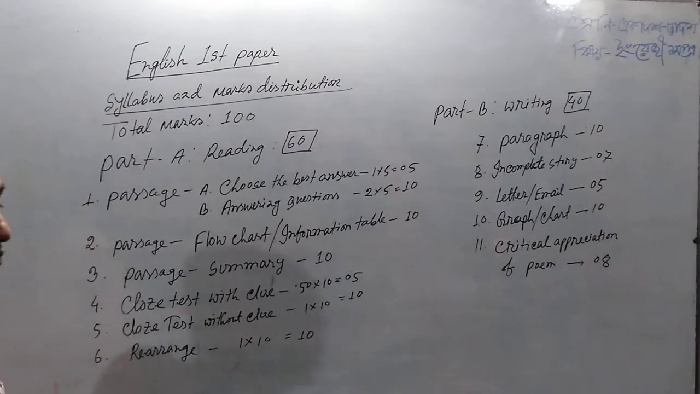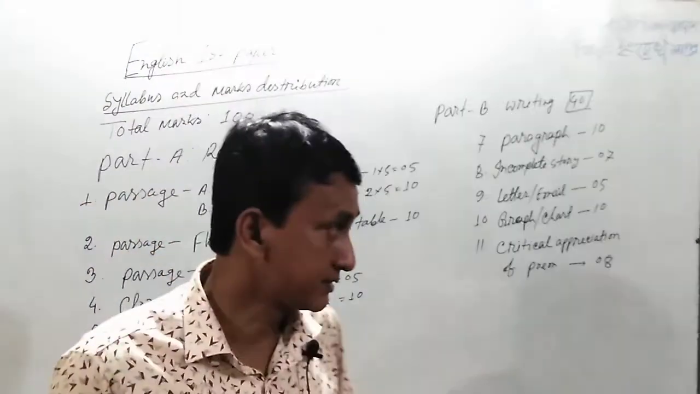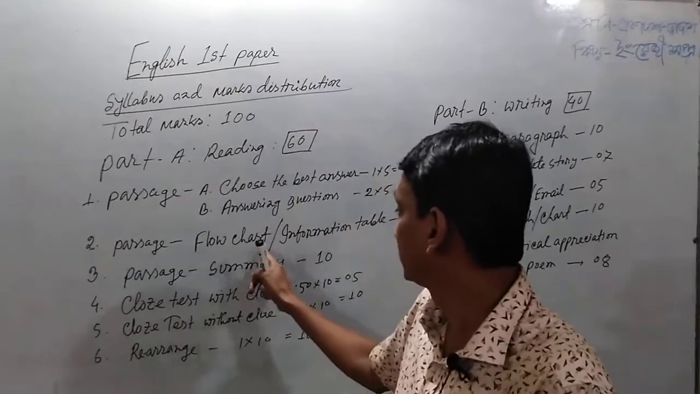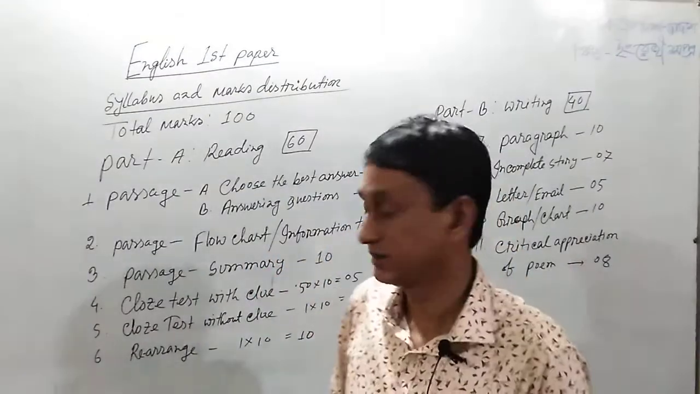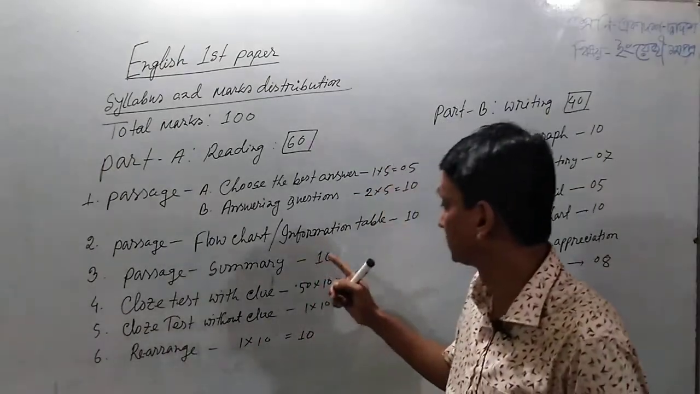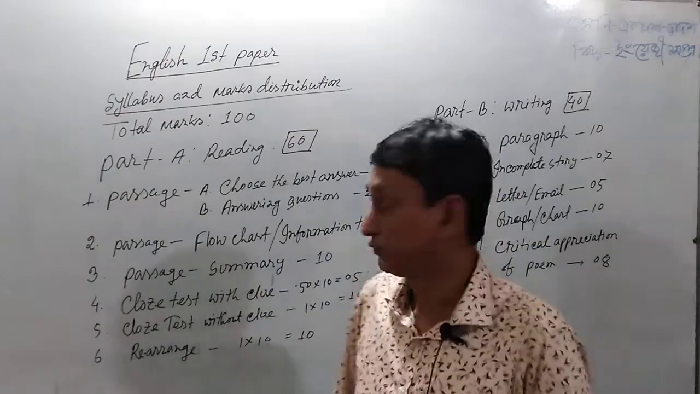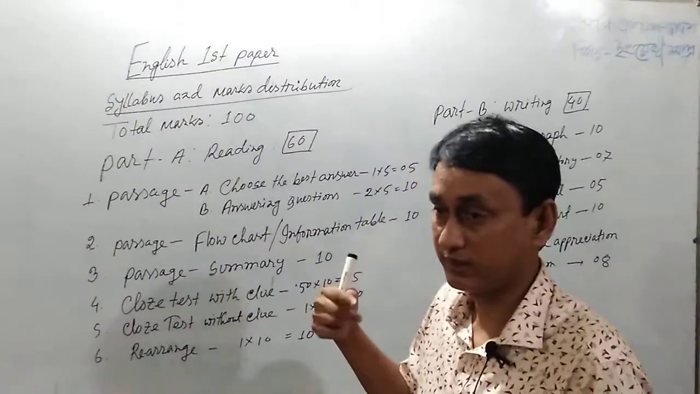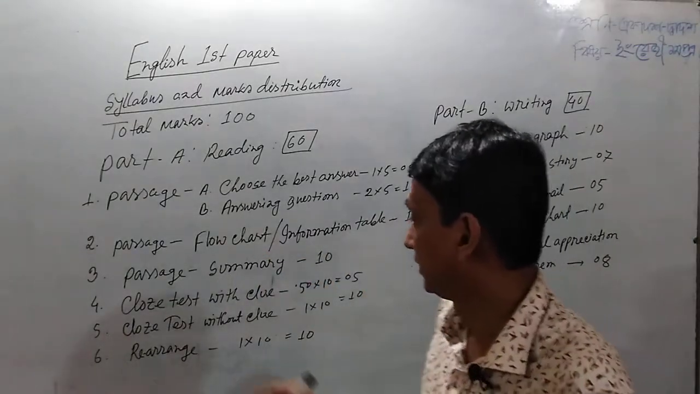Then question number 2. In question number 2, there will be another passage, and this passage will be for a flowchart or information table. In your SSC syllabus, you have already been introduced to the item information table, but flowchart is a new one. For this flowchart, I will take a class later, and in this item, 10 marks.